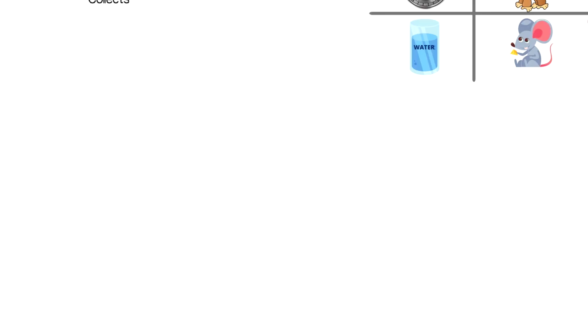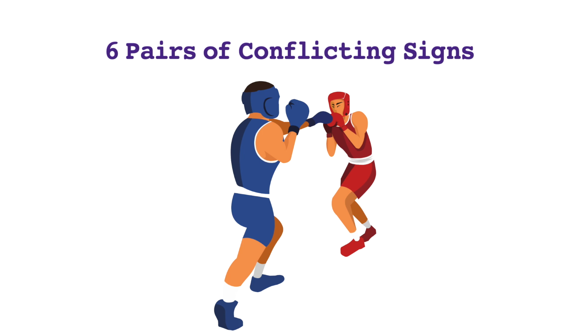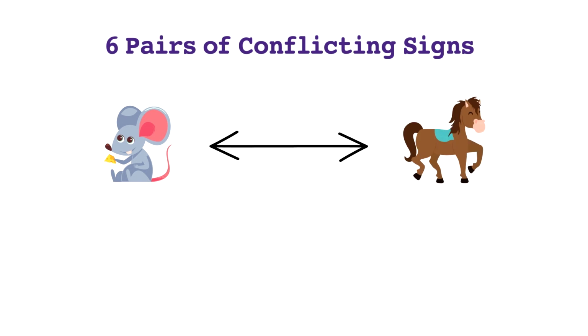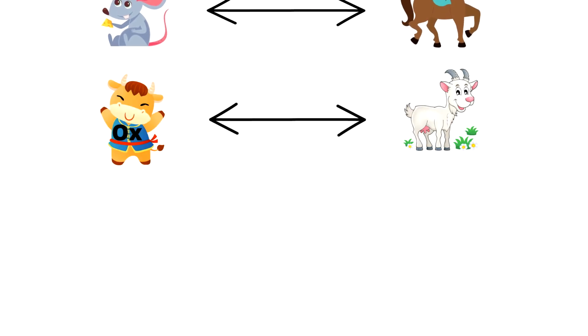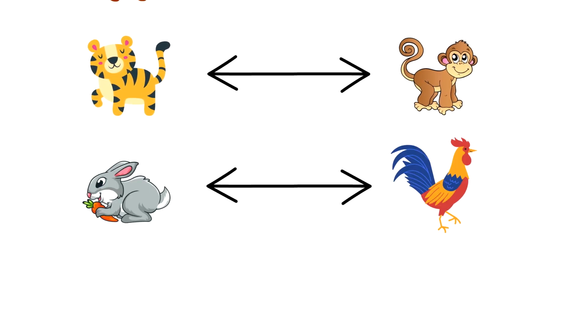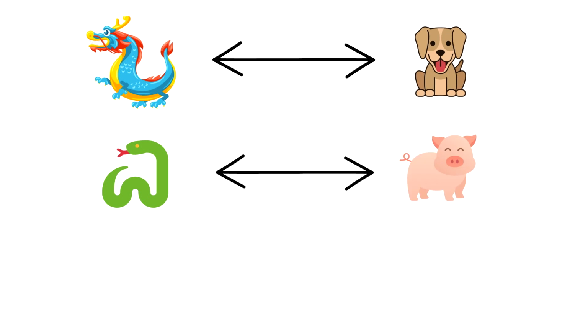Now let's have a look at the 6 pairs of conflicting signs. In the 12 Chinese zodiac, the conflicting signs are more likely to offend each other. The 6 pairs of conflicting signs are rat and horse, ox and goat, tiger and monkey, rabbit and rooster, dragon and dog, snake and pig.